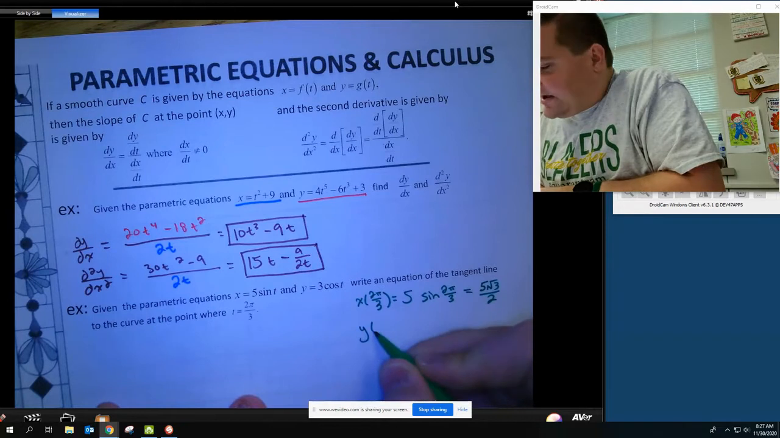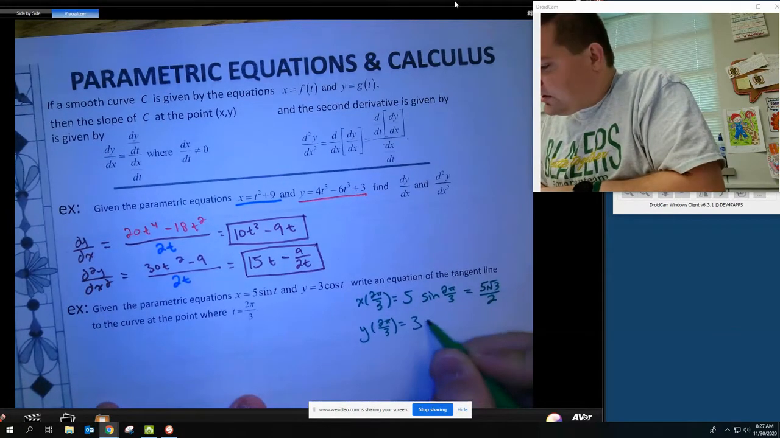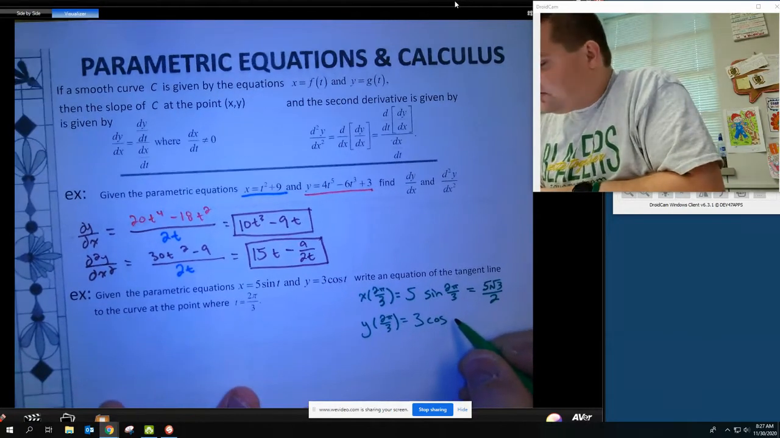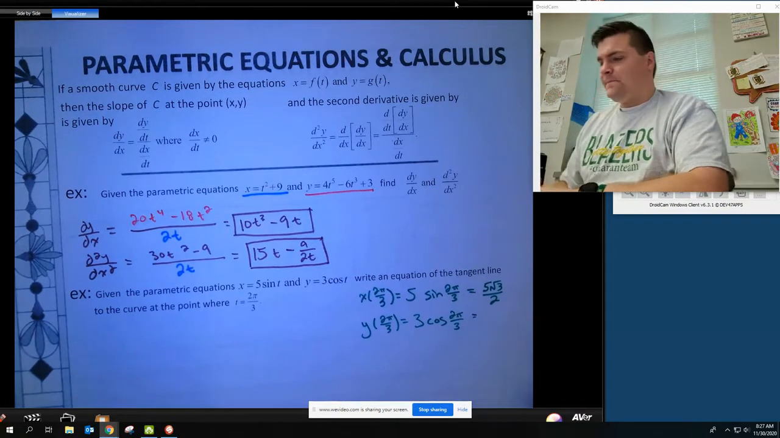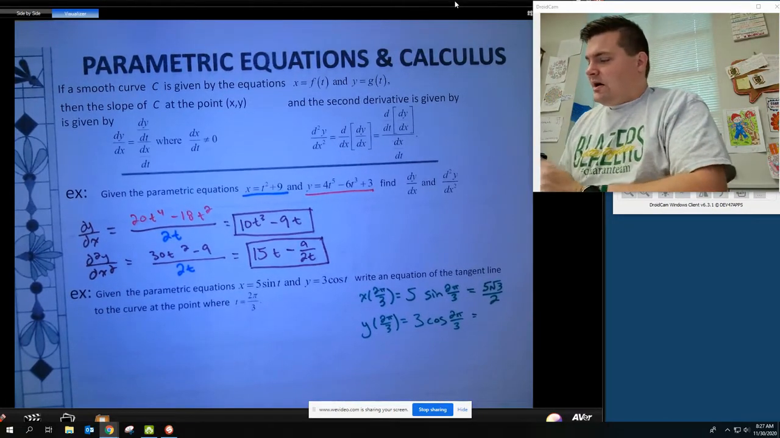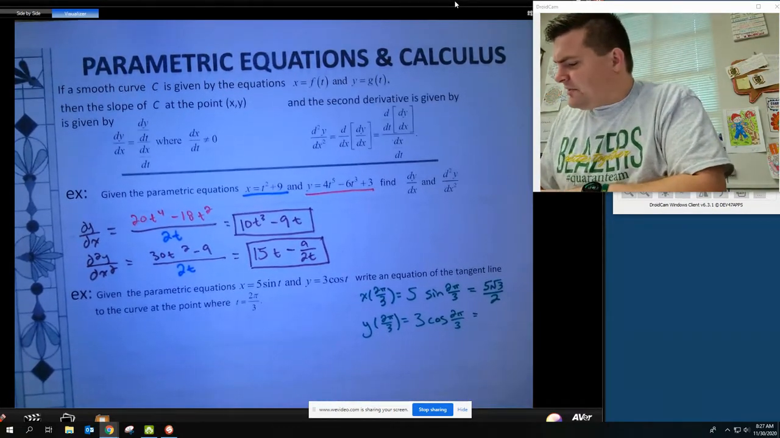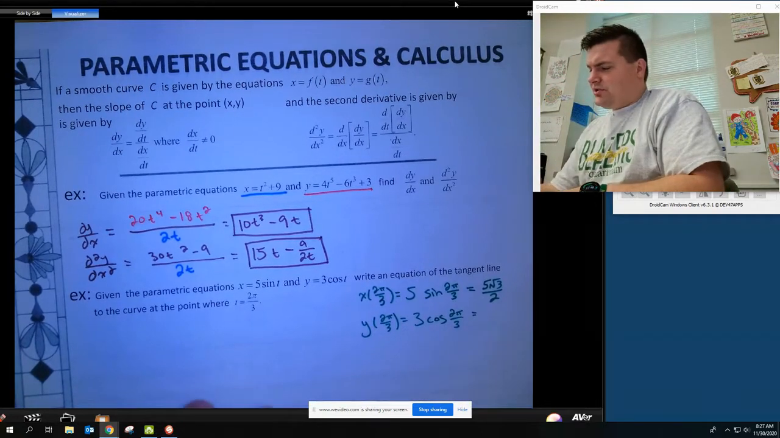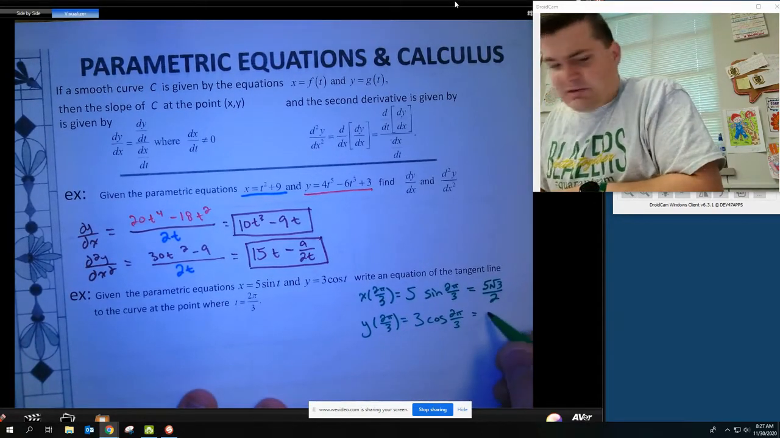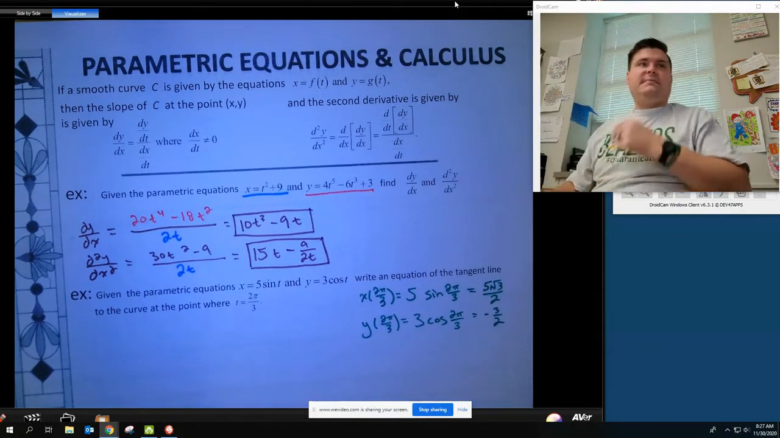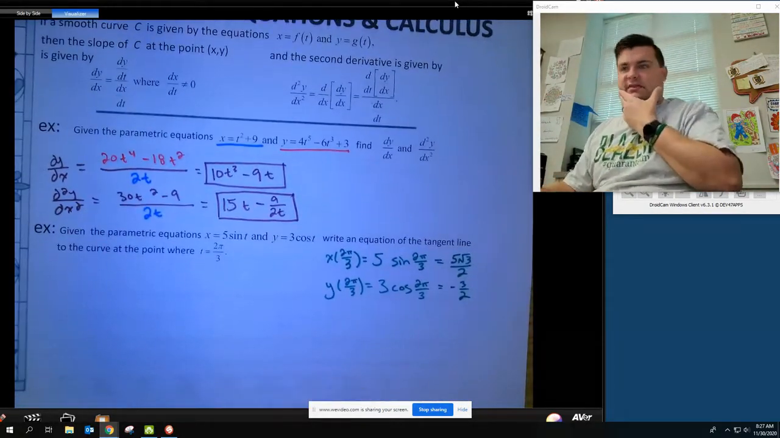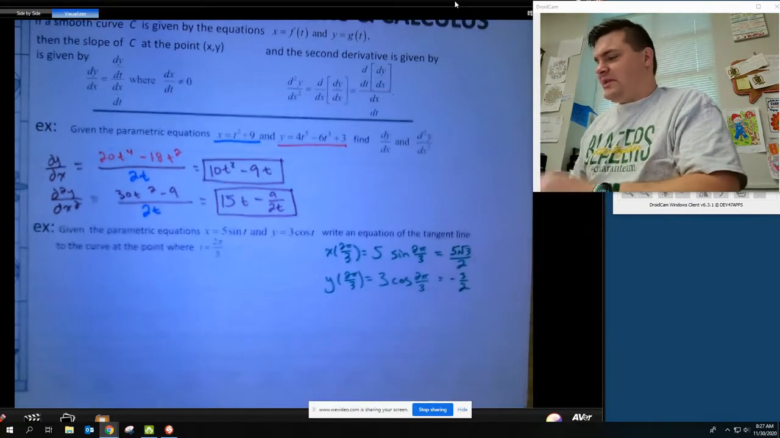And for the y, it's going to be 3 cosine of 2 pi over 3. Cosine of 2 pi over 3 is going to be negative in the second quadrant, so it's going to turn into negative 1 half, so y is negative 3 halves. Yeah, look, with circle stuff, you kind of have to know it. So there's that. Let's go ahead and find the slope.